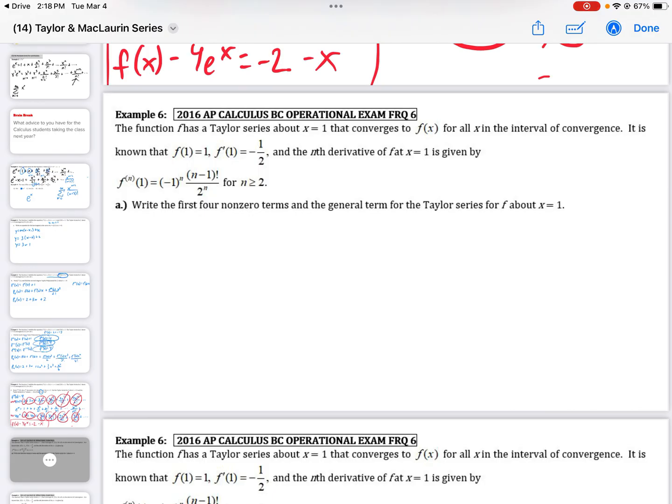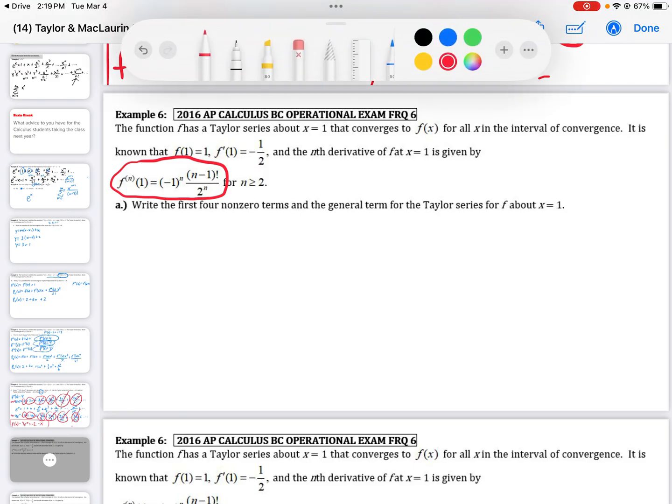It says the function f has a Taylor series about x equals 1 that converges for all x in the interval of convergence. It's known that f of 1 is 1, and the second derivative at 1 is negative 1/2, and the nth derivative of f at x equals 1 is given by this for all n greater than or equal to 2. Write the first 4 non-zero terms and the general term for the Taylor series for f about x equals 1. All right, so I know the first 4 terms.